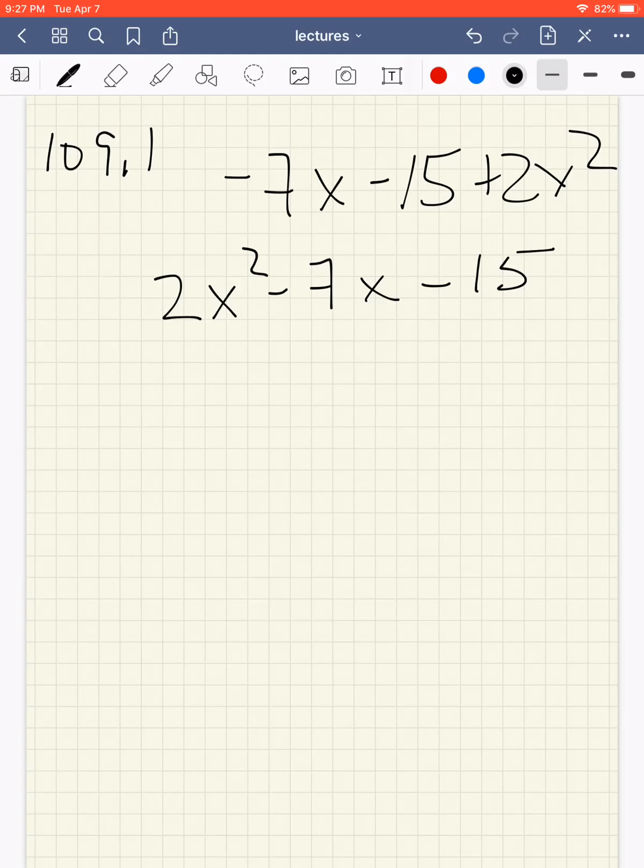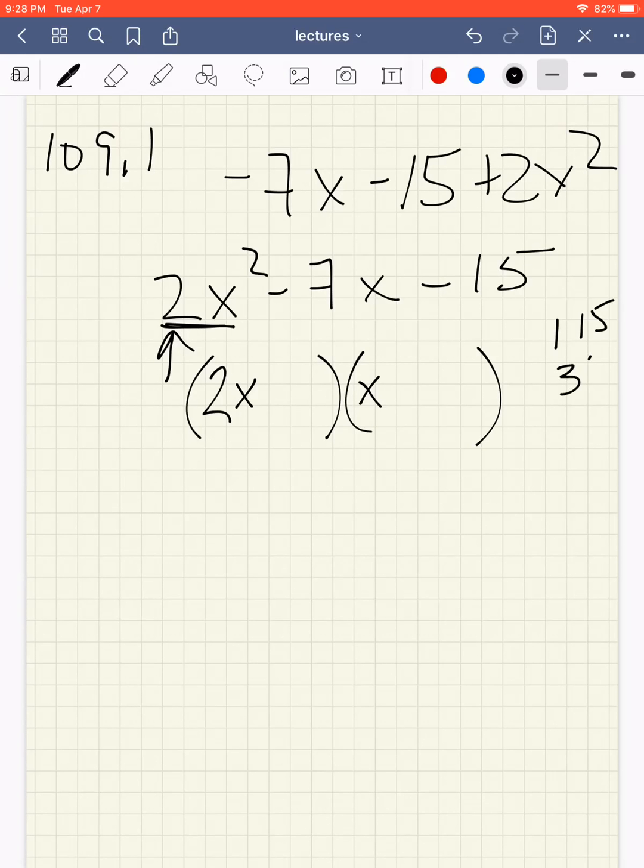And this little guy right here is the one that causes the problem, makes everything a different ball game than what we've been doing. So first of all, we always look to see if there's a greatest common factor that we can take out. For 2, 7, and 15 there is not. So we're going to think reverse FOIL, because we're going to go back into parentheses. The only way to multiply and get a 2 is to have a 2x and a 1x. That part is easy. The factors of 15, we could have 1 and 15, or we could have 3 and 5.